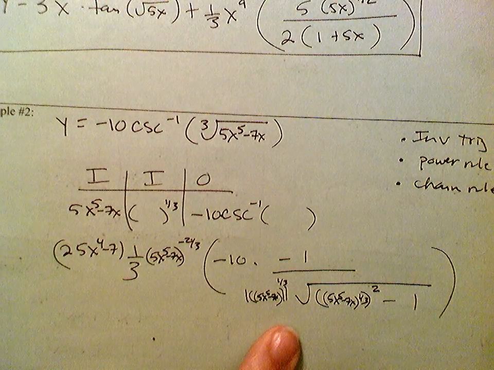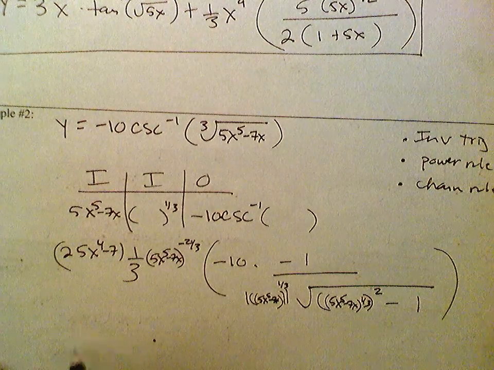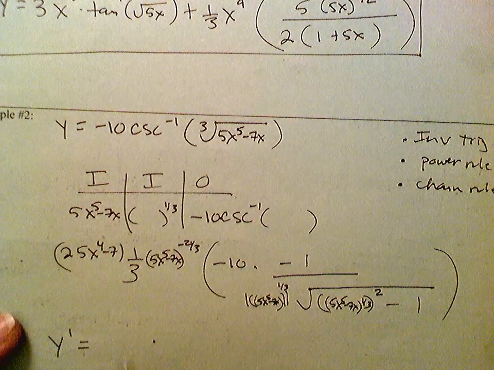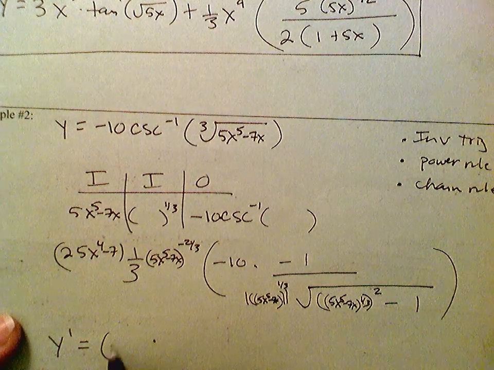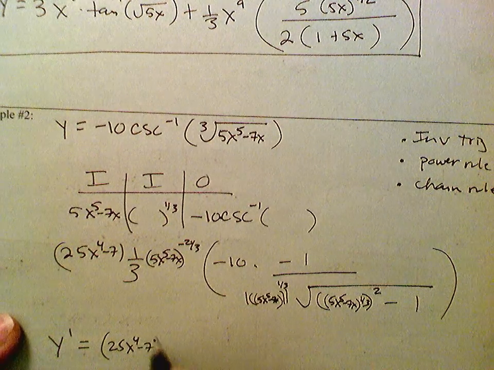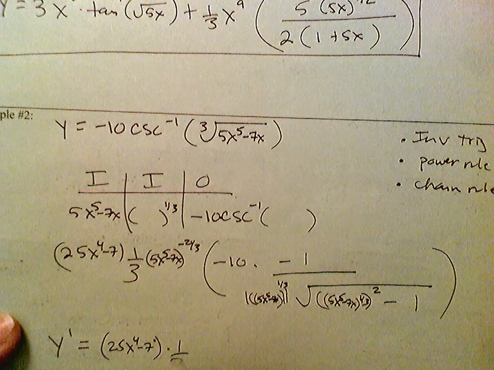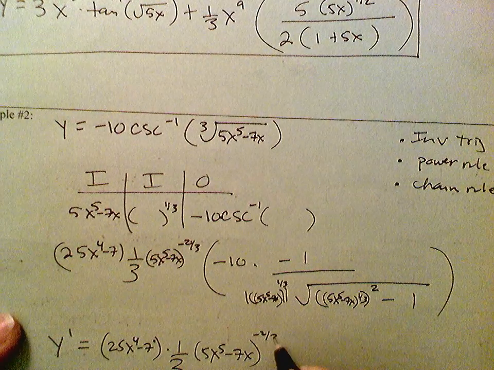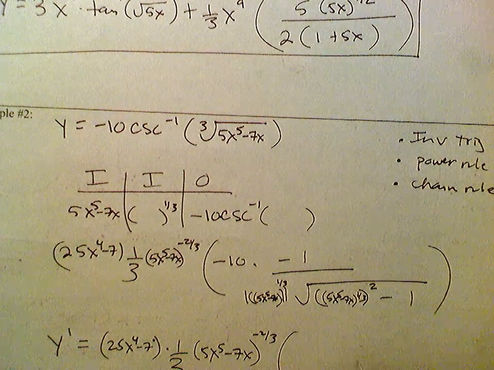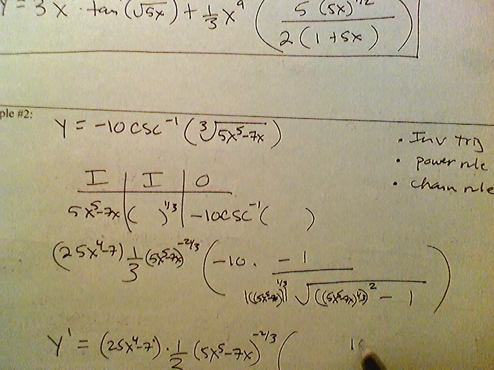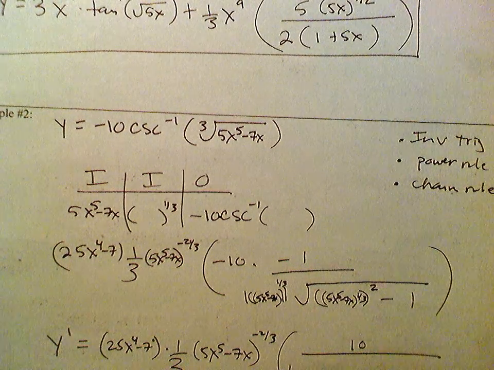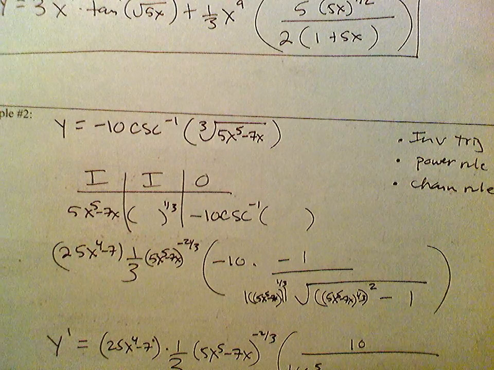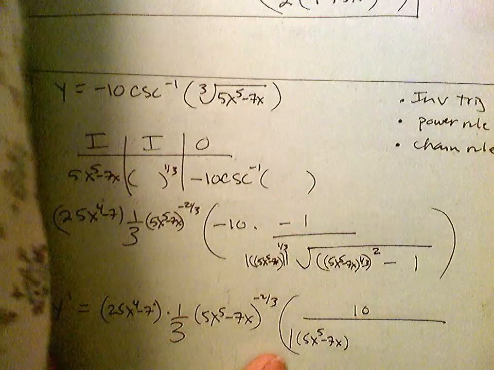Okay, and then I'll just make this look a little bit nicer. Y prime equals, oh boy, I'm not even going to do much at all. I'm just going to write it clearer. So this is 25x to the 4th minus 7 times 1/3, 5x to the 5th minus 7x to the negative 2/3. I'll just make that a positive 10. What a mess. And then this is 5x to the 5th minus 7x. Oh, you can't even see what I'm doing.